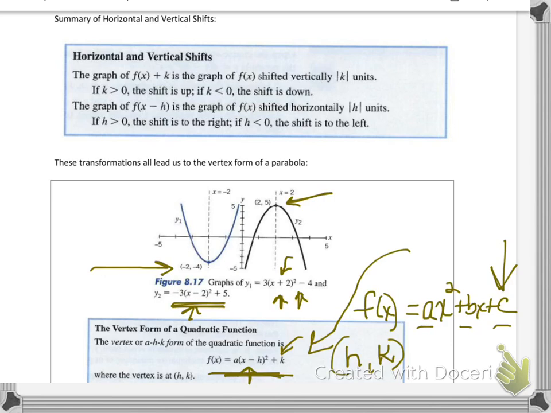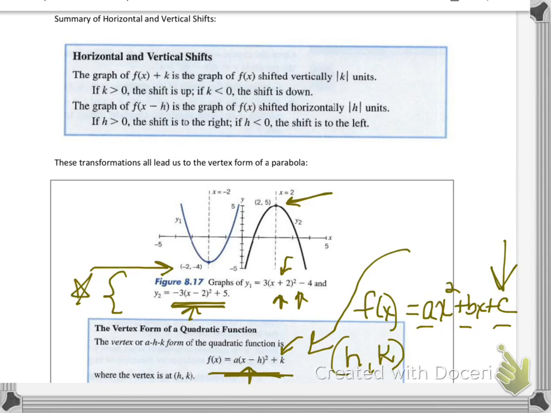The negative 4 in the graph of y1 tells me that I have shifted vertically down 4, and the positive 5 in the graph for y2 tells me I've shifted up 5. So you should be able to look at these equations in vertex form, because that's how they're given to you, and be able to say what your parabola should look like.